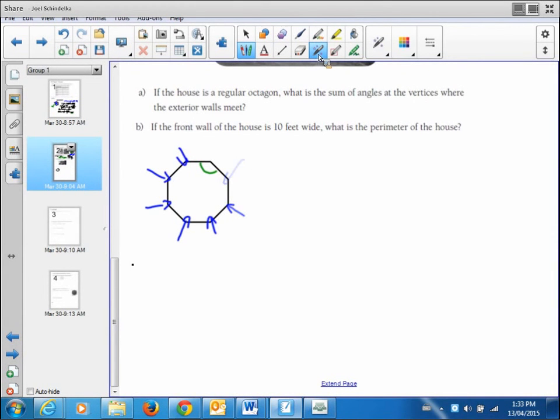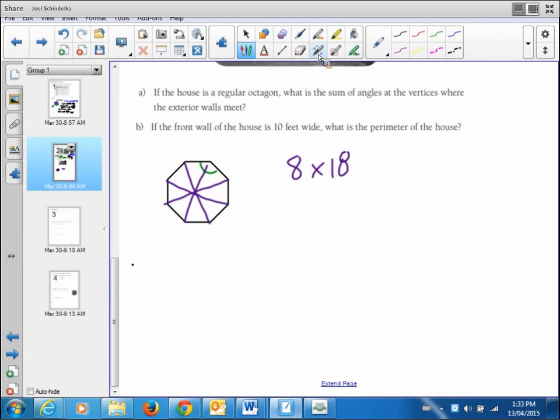It's basically asking you that same question again, right? How many triangles could you make in this shape? 8. If you thought of it like a stop sign pizza, right? If I chop it up here, here, here, here, I've got 8 triangles. So 8 times 180, right? Eight times 180 degrees. I don't have my calculator in front of me. You guys do. What's that? 1440?